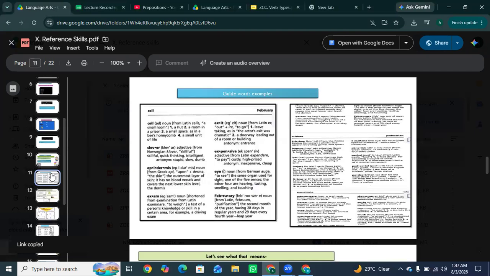Here is an example. This slide shows an open dictionary. Look at the left page. The guide words at the top are cell, the first word on the page, and February, the last word on the page. Any word alphabetically between cell and February, like exit, expensive, epidermis, will be on this page. And the right page shows another set of guide words for a different page.